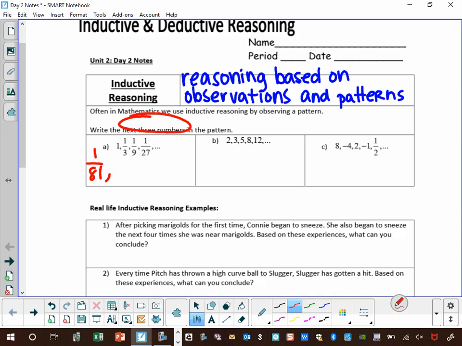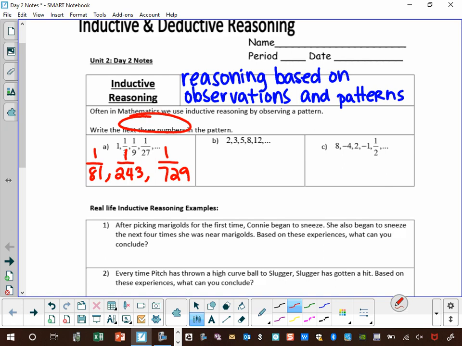Alright, what's next? So 81 times 3? So 1 over 243. Alright, and last one, we need 243 times 3. 729. Good, so 1 over 729. Okay, so those are my three numbers.